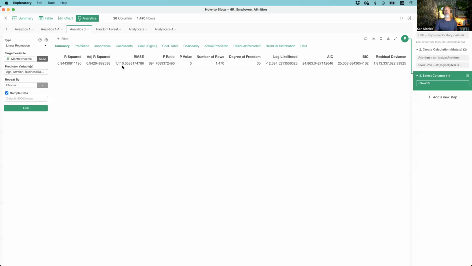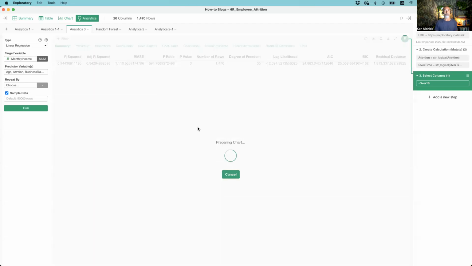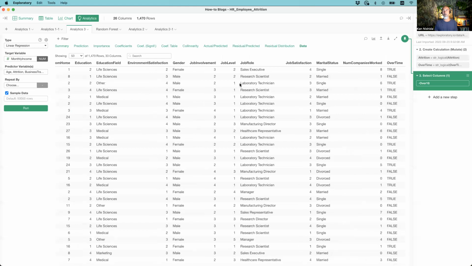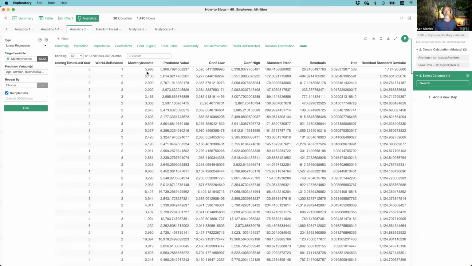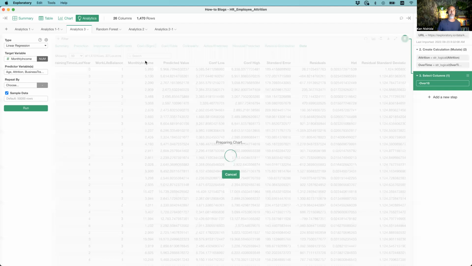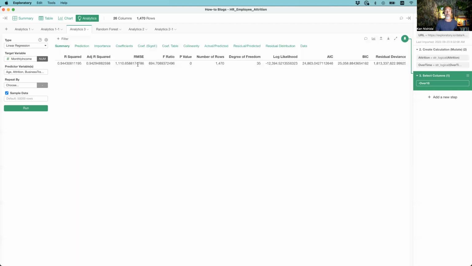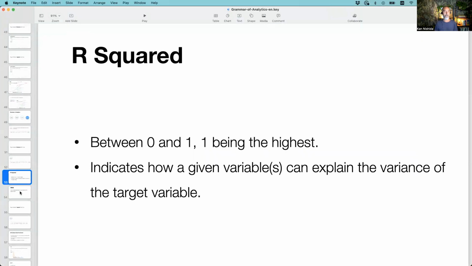So if you use this model, there's a difference from the actual value. Let's go to the data tab. And this person, where is that? Here. The first person is $5,993, but the predicted value is 5,966. So there's a difference. And what is the average of the difference? That is not just one person, but all of them, right? And that is this particular value, RMSE, under the summary tab. Okay, so these are two things that you want to pay attention to.